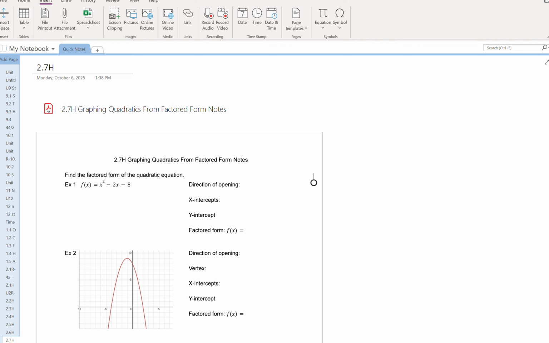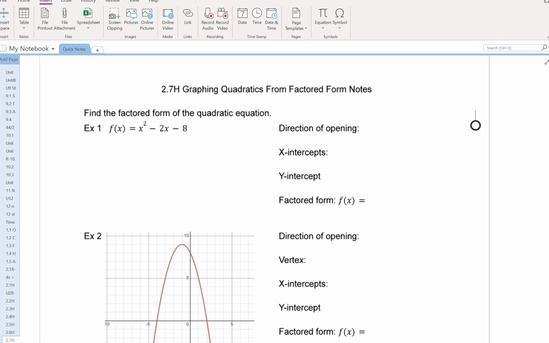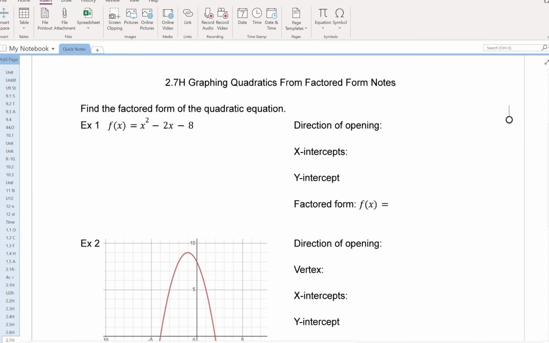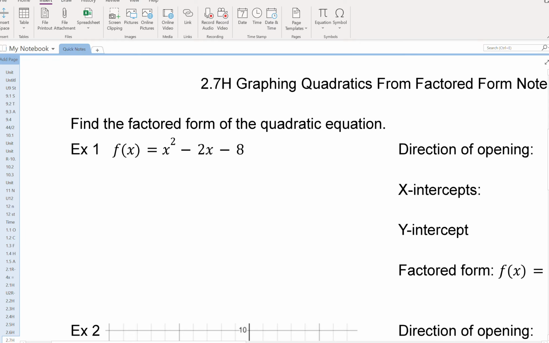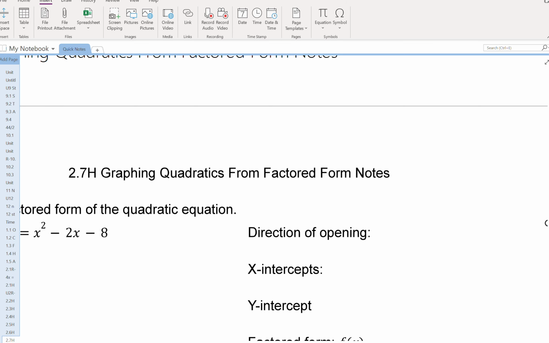How to graph quadratic equations from factored form. Let's look at some examples, and I'll use that to explain. Actually, let's first talk about what is factored form.